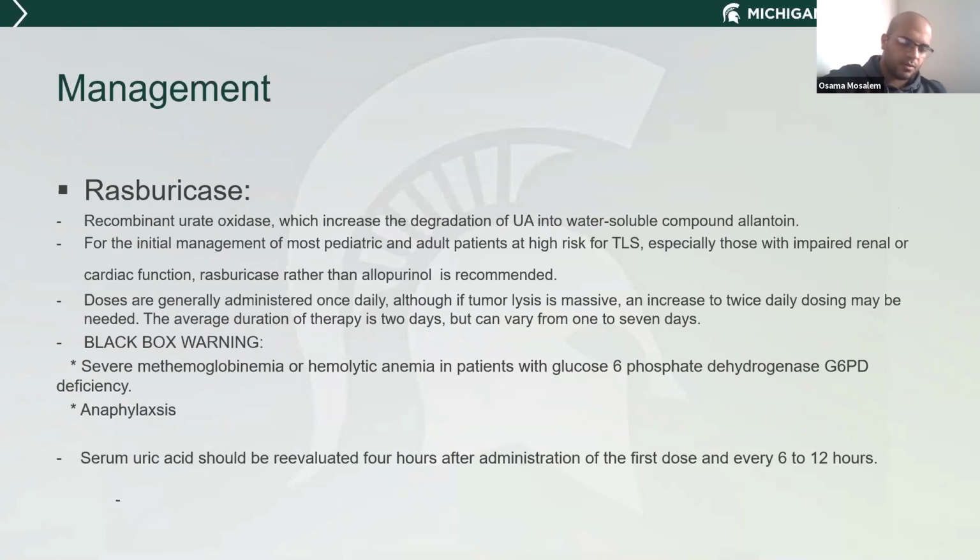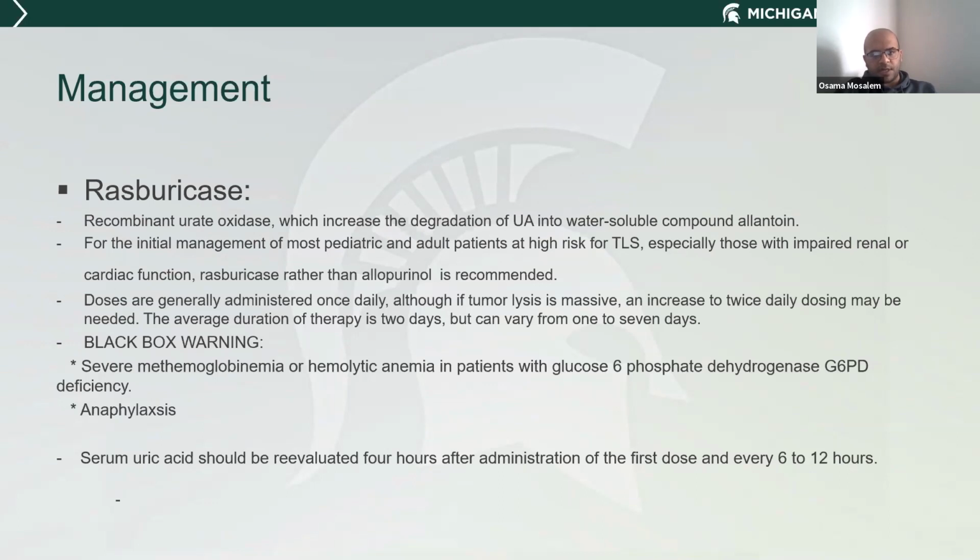Regarding rasburicase, rasburicase is a recombinant urate oxidase enzyme, and basically, as we said, it increases the degradation of uric acid into a water-soluble compound called allantoin, and allantoin is more water-soluble, so it will be easily excreted in the urine. And it's recommended as initial management of pediatric and adult patients who are at high risk for tumor lysis syndrome, especially those who have impaired kidney functions or cardiac functions.